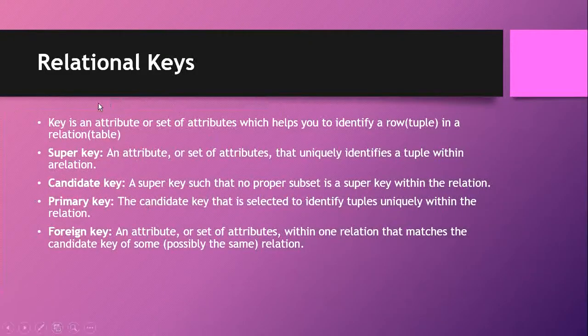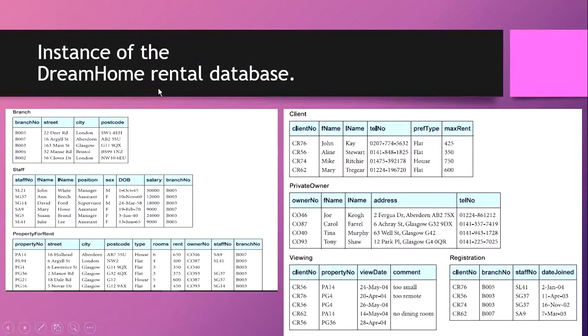So these are the different keys that are defined in the relational model. This is the instance of the Dream Home Rental Database. Here they have shown different tables from the Dream Home Rental Database. We have branch table, staff table, property for rent, client, private owner, viewing, registration. This is based on the relational model. We have columns as attributes, then we have records, or you can say tuple or a row of a table. Then we have primary keys and foreign keys.